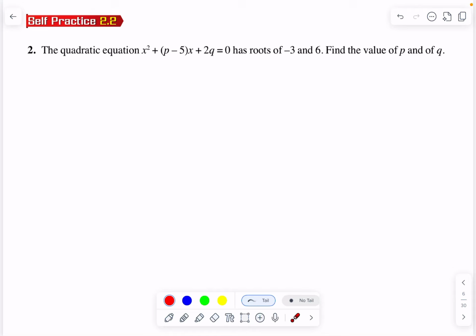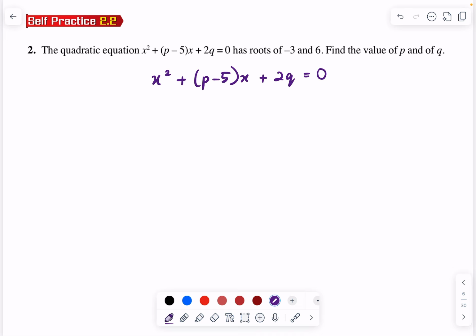Question 2. The quadratic equation has roots of -3 and 6. Find the values of P and Q. Okay, so they gave us the quadratic equation x squared plus (P minus 5)x plus 2Q equals 0.